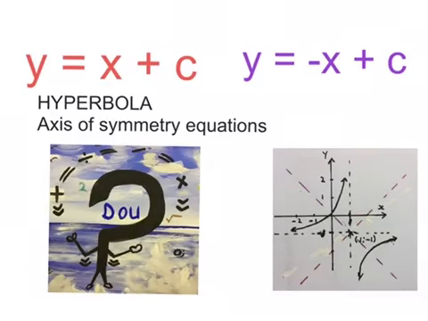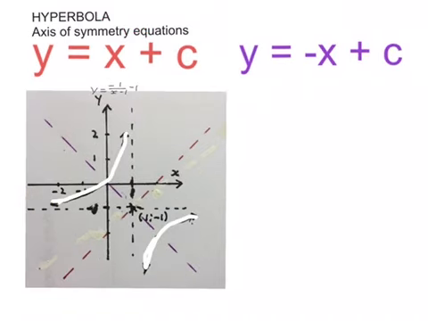Good day. In this video, we're going to show you how to work out the equations of the axis of symmetry of a hyperbola. There are two axes of symmetry on each hyperbola. When you look at a hyperbola, you will see that the two axes of symmetry are this red one running up here and this purple one running down here.